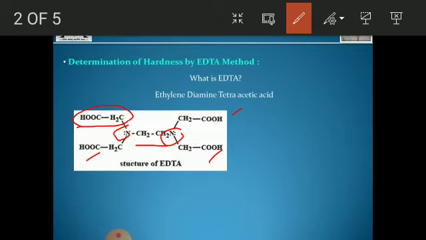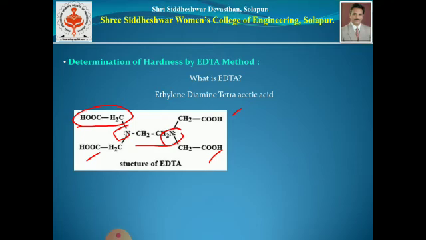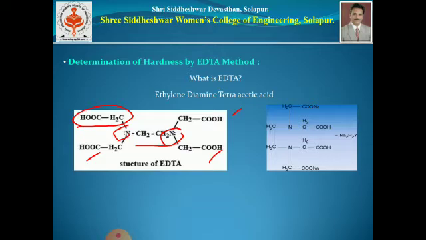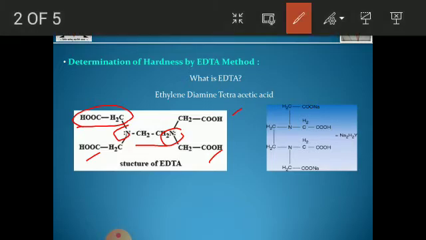That's why it is a tetraacetic acid. It is a white powder. We have to prepare a solution of EDTA and use it in our titration experiment. But the problem is this plain EDTA is not soluble in water. That's why in practice a disodium salt is used. The structure is shown here. So this is the disodium salt.